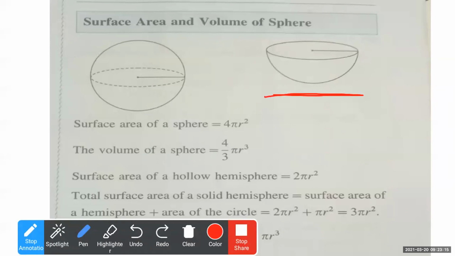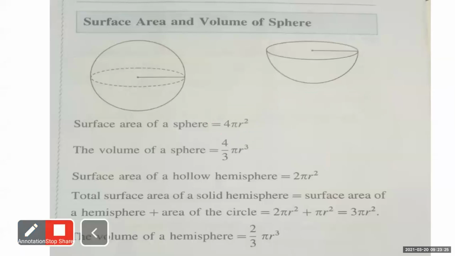So if the surface area of the full sphere is 4 pi r square, the surface area of the half will be 2 pi r square. Then the total surface area of a solid hemisphere is equal to the surface area of a hemisphere plus area of a circle. So it is 3 pi r square, and volume of a hemisphere is 2 upon 3 pi r cube.